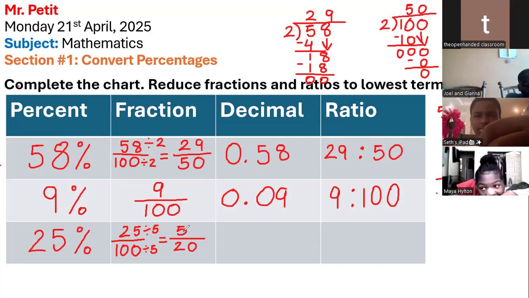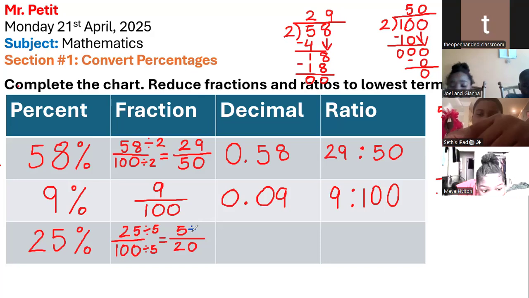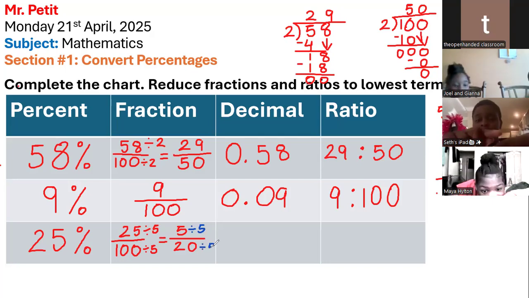That makes sense? A little bit. A little bit? What number can go into 5? 5 can go into itself, right? And then 20 can go into what? What number can go into 20? Say it again. 5. Very good.